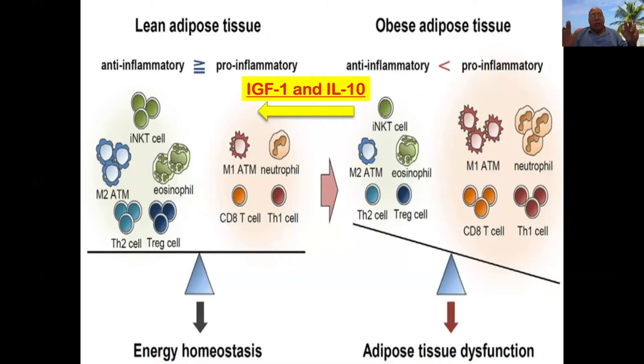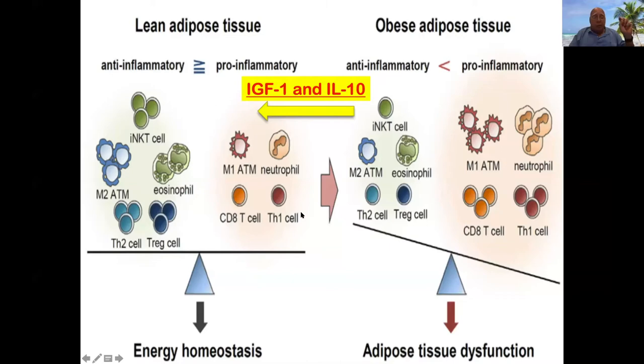Now, we found that if we can pre-treat this adipose, or even if we use it as a fat graft and put it into the joint and just use the patches, for instance, that I'm going to talk about, we can actually go from obese to lean adipose. So keep it in mind.